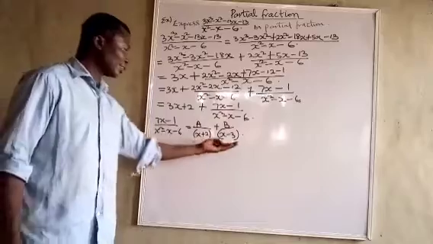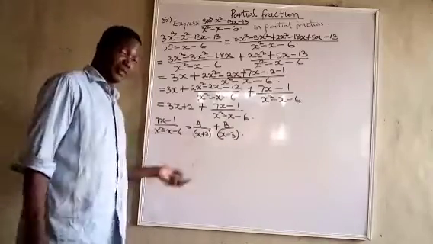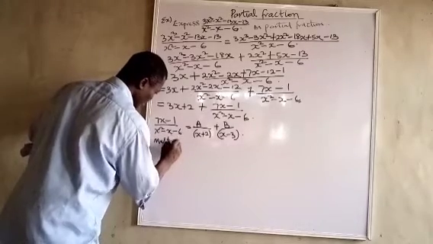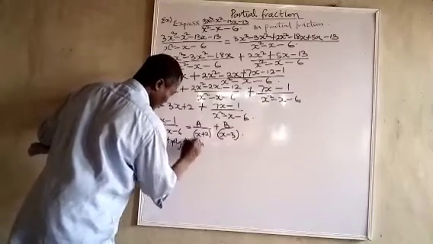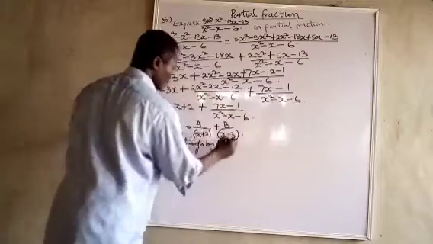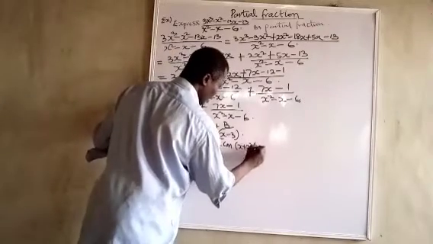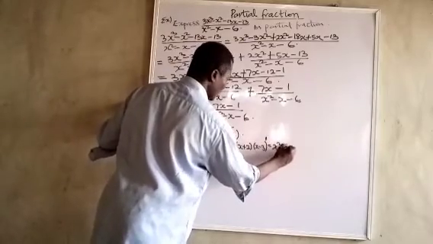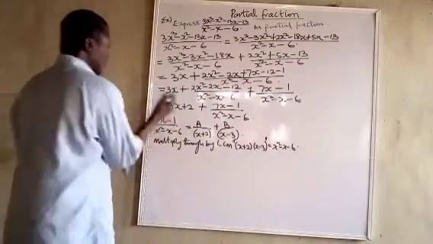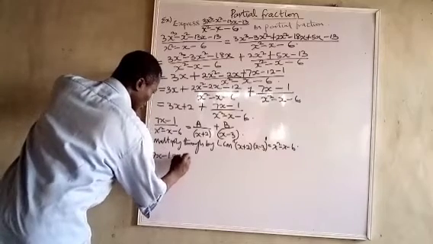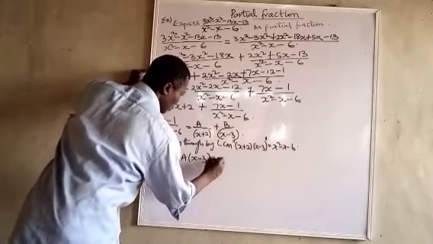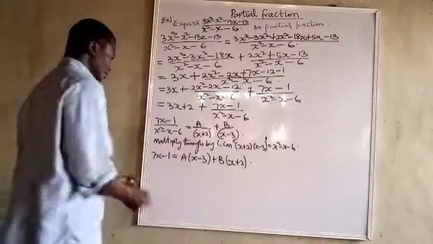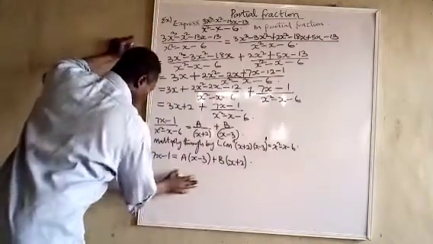Now, let me multiply through by the LCM. Since this and the product of this are the same, that's the LCM: x plus 2 times x minus 3, which is equal to x squared minus x minus 6. You see? Now, multiplying through, I have 7x minus 1 is equal to A into x minus 3 plus B into x plus 2. Now, for ease, I can expand and do the work, but I prefer this method.